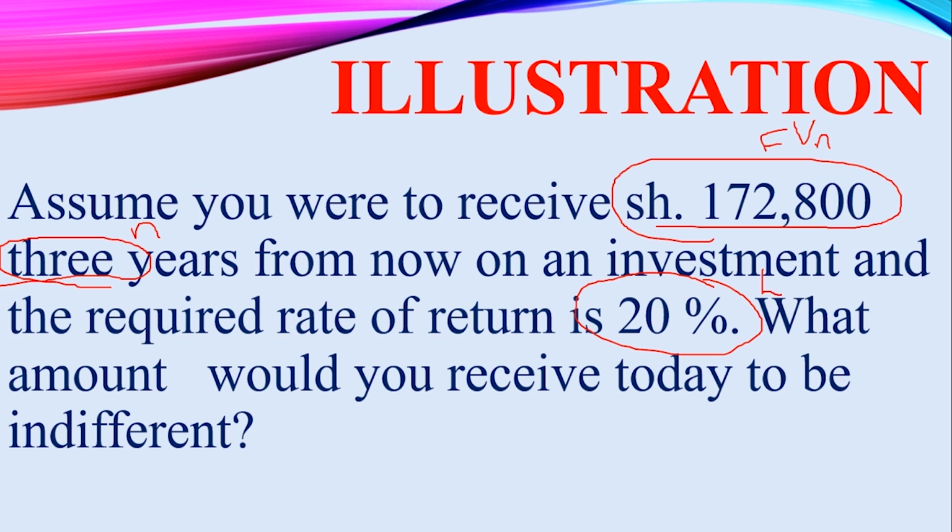That is our K. Then they are asking you, how much will I give you today for you to be contented? Instead of you waiting for 3 years to receive 172,800, how much can I give you today for you to be indifferent? That is the question. That means we need to determine what? The present value. That is what we are looking for in this question.